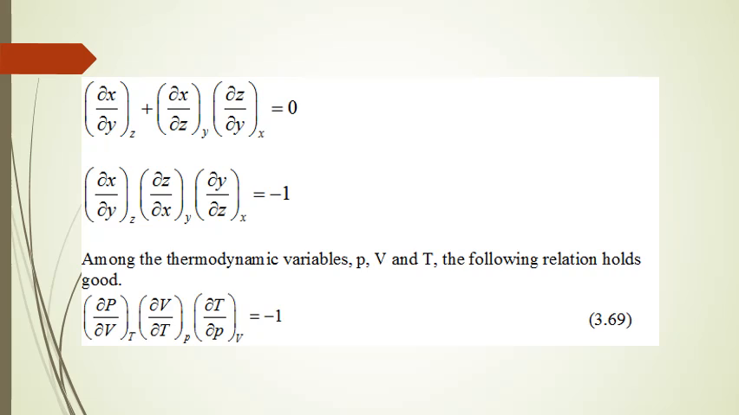Among the thermodynamic variables P, V and T, the following relation holds good. (∂P/∂V) when T is constant into (∂V/∂T) when P is constant into (∂T/∂P) when V is constant is equal to -1.